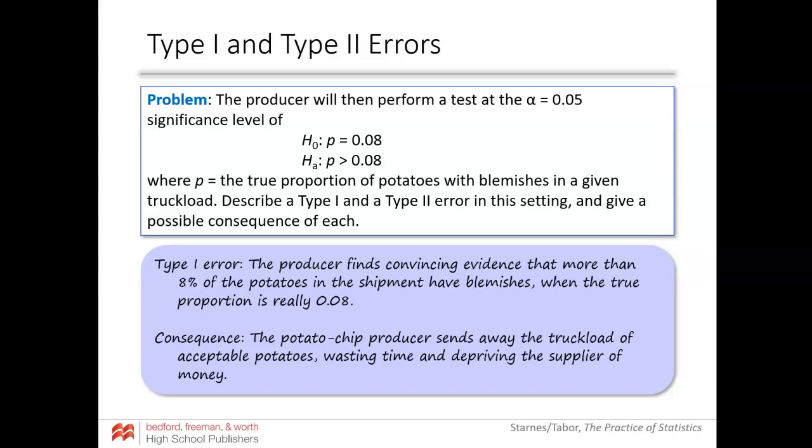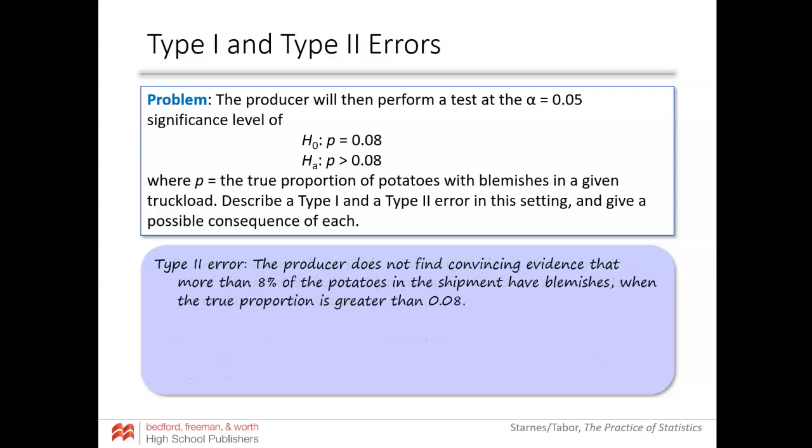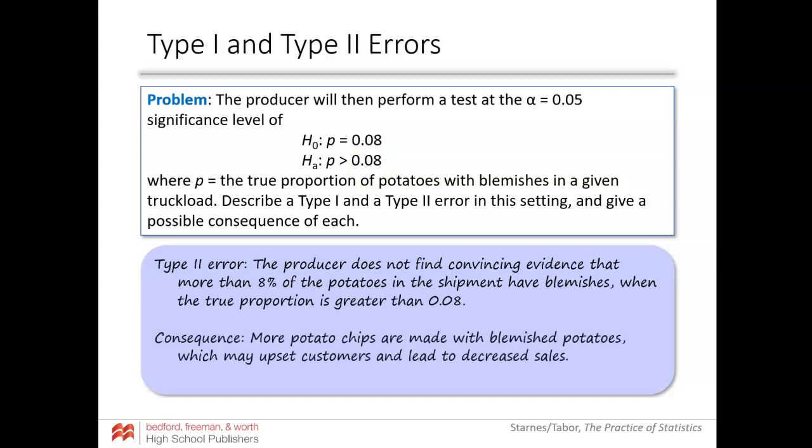Now, a type 2 error would be kind of the opposite of that, if you want to think of it this way. So we didn't find convincing evidence that more than 8% have blemishes, but actually that's true. So we should have somehow magically figured out more than 8% of the potatoes were nasty. But we didn't, so we kept all the potatoes. So we kept those potatoes, made a whole bunch of potato chips with more nasty potatoes than we should have, and all of our customers are mad now, and that led to mean Facebook comments and a decrease in sales probably. So which one is more costly?